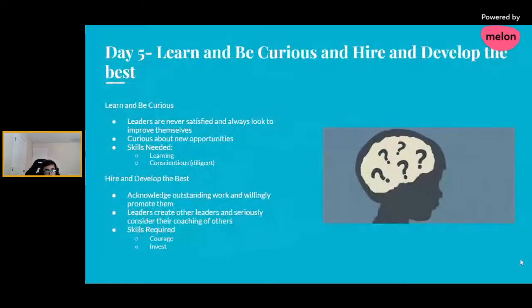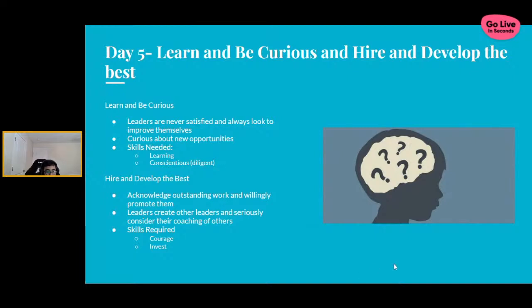All right, the final part of our presentation: learn and be curious and hire and develop the best. So, for learn and be curious, leaders are never satisfied and always look to improve themselves. They're curious about new opportunities, and the skills needed for this are the ability to learn and the ability to be diligent or conscientious.